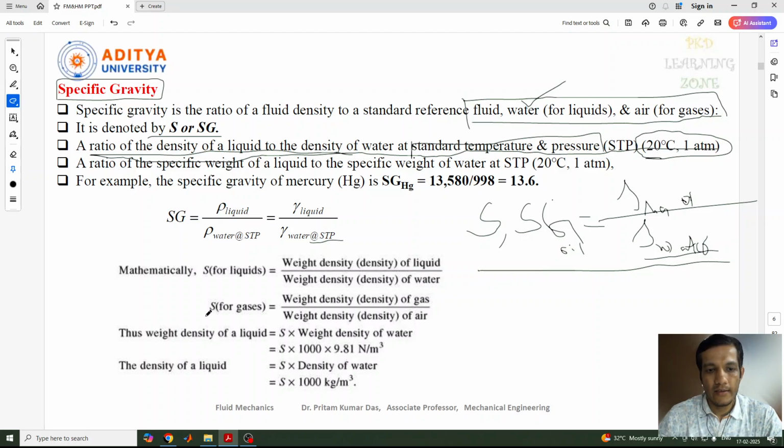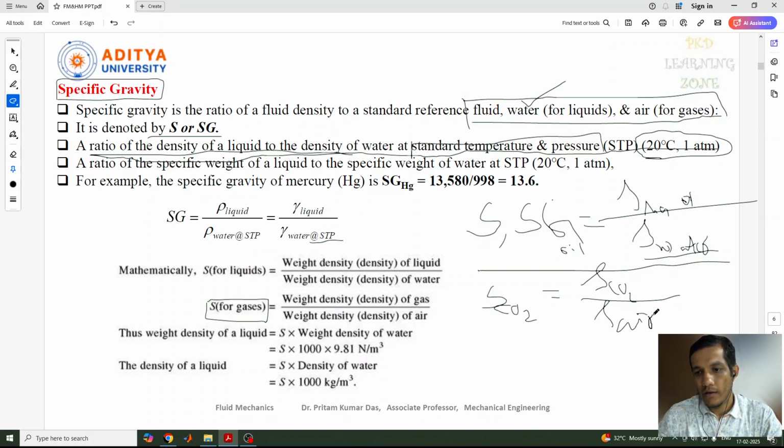Similarly, for the gas case, the specific gravity of gas is equal to the density of the gas divided by the density of air. If you want to calculate the specific gravity of, suppose, CO2, we need to know the density of CO2, and then the density of air at standard temperature and pressure. So that we can calculate the specific gravity of any gas. This is one definition.